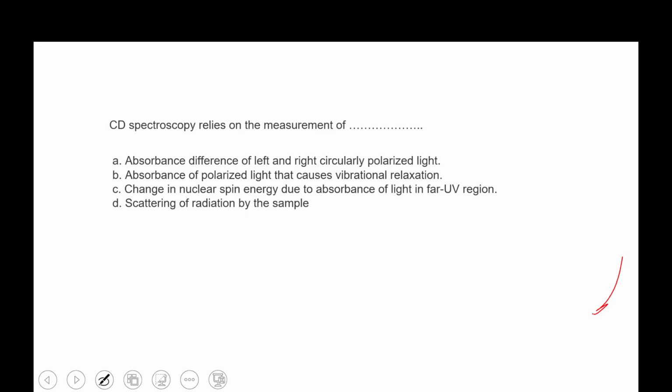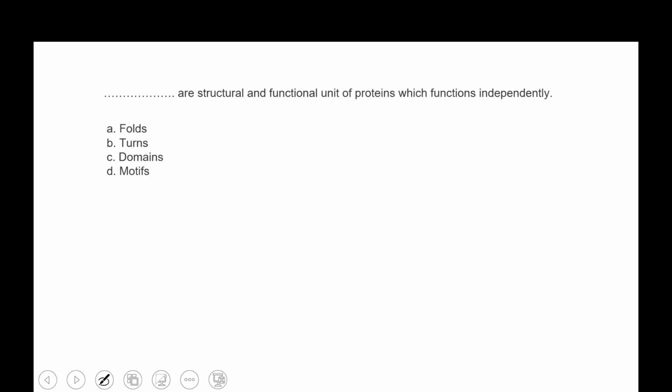Next question is: CD spectroscopy relies on the measurement of what? It is the first option. It will be the absorption difference of left and right circularly polarized light. That will be the basics for the measurement of the CD spectra. All the other options are incorrect. The first option is correct here in this case.